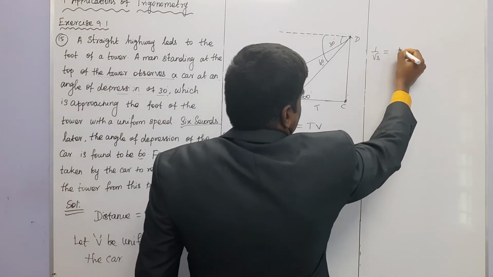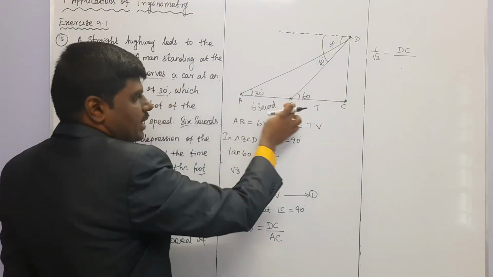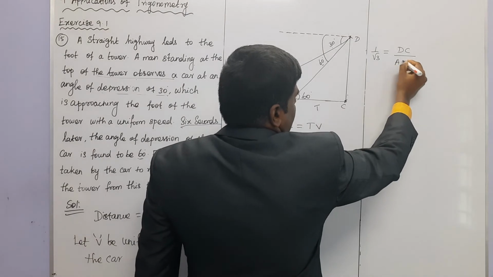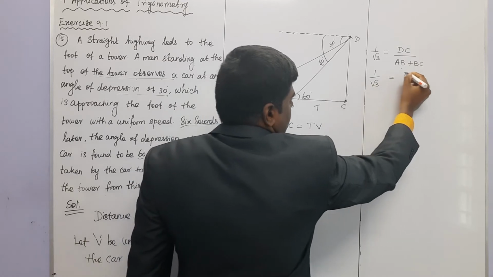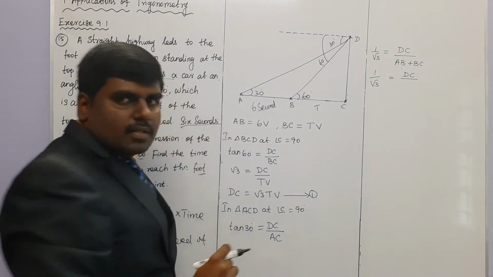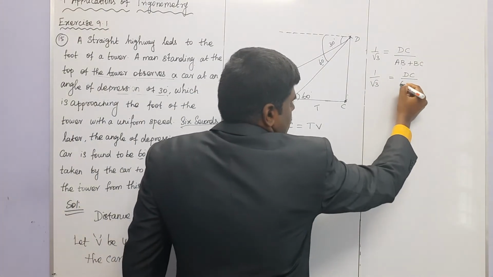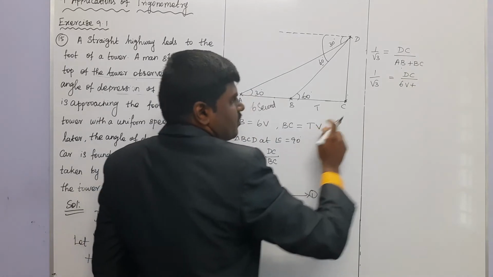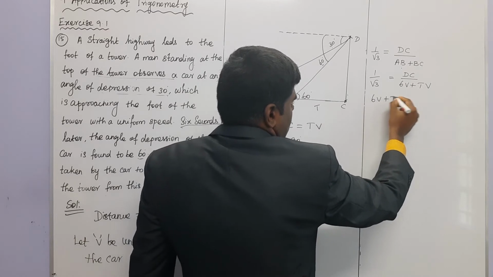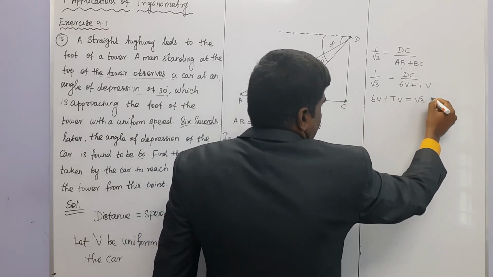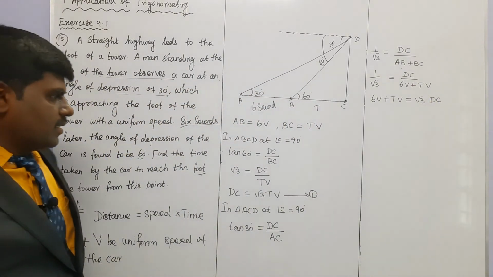1 by root 3 is equal to DC by AC. AC means the entire length, AC means AB plus BC. So 1 by root 3 is equal to DC by AB plus BC. What's the value of AB? AB is equal to 6V, plus BC, and BC is equal to TV. Cross multiplying, 6V plus TV is equal to root 3 DC. Is it clear?